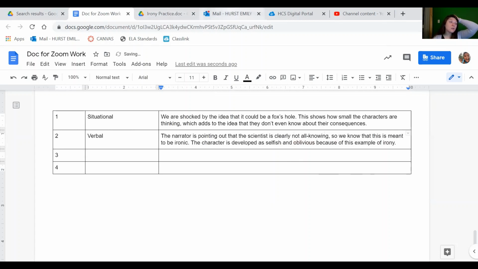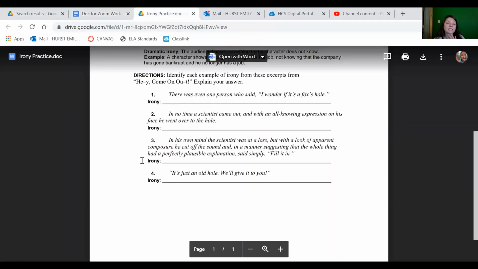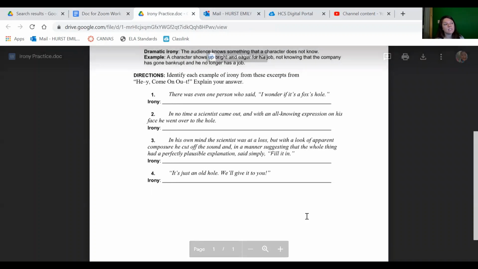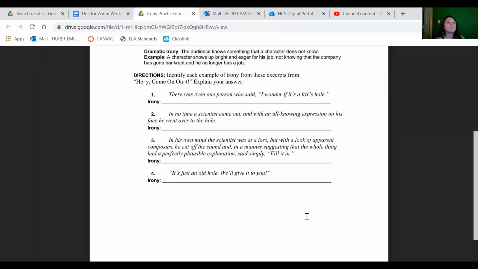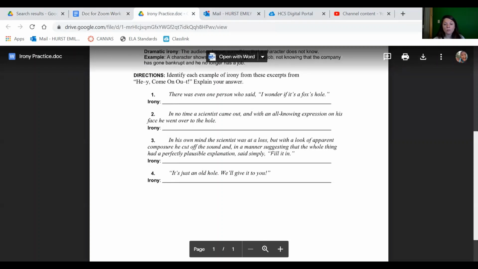All right, I want you to remember that good readers consider how specific elements of a text, including irony, can contribute to other elements like character development or theme. What I want you to do is fill out, as an exit ticket, these last two. What type of irony is it, and how does it contribute to either theme or character development? Once you're done with that, you're good to go. You can have a wonderful rest of your day.